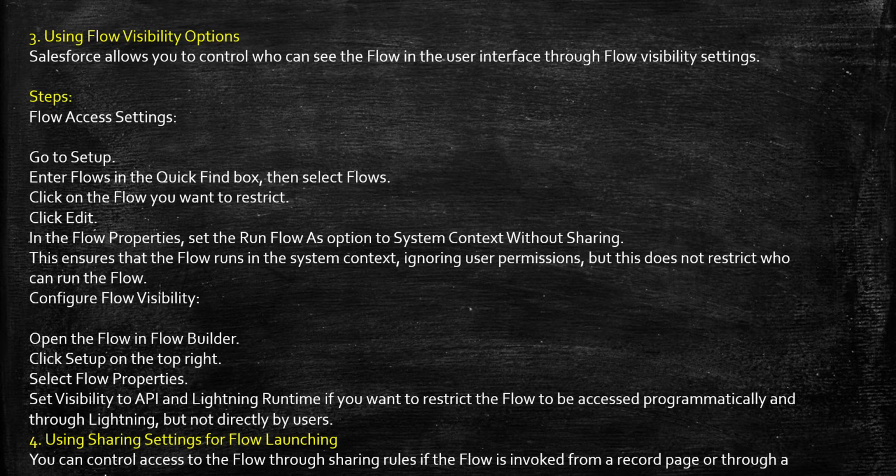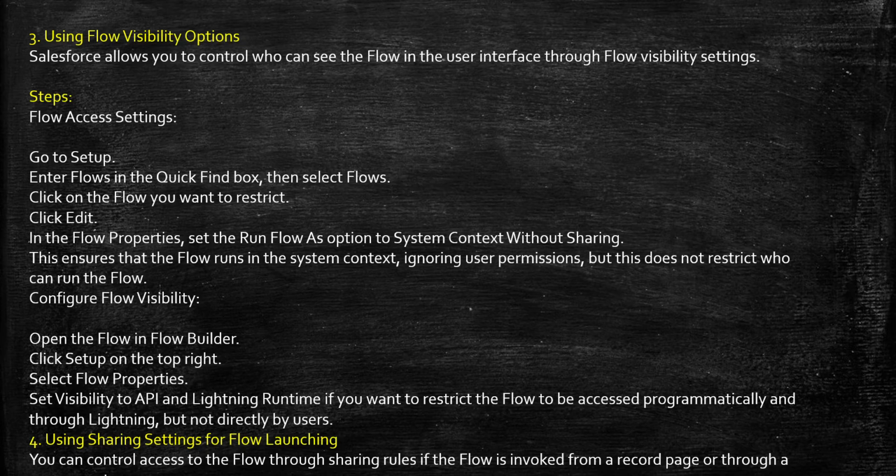Configure flow visibility. Open your Flow Builder, click on Setup at the top right, select Flow Properties and set visibility to API and Lightning Runtime, if you want to restrict the flow to be accessed programmatically and through Lightning, but not directly by users.